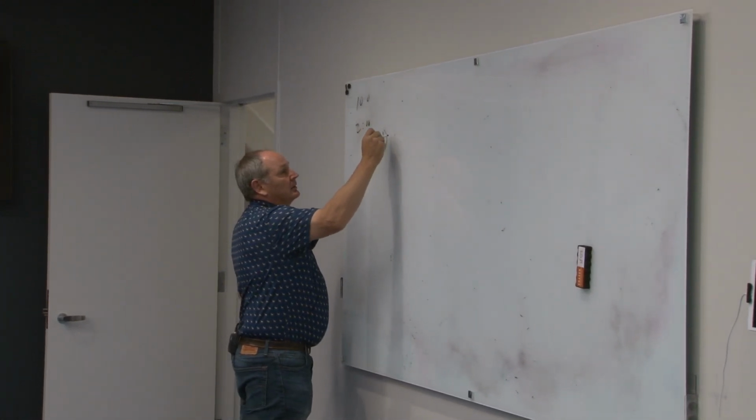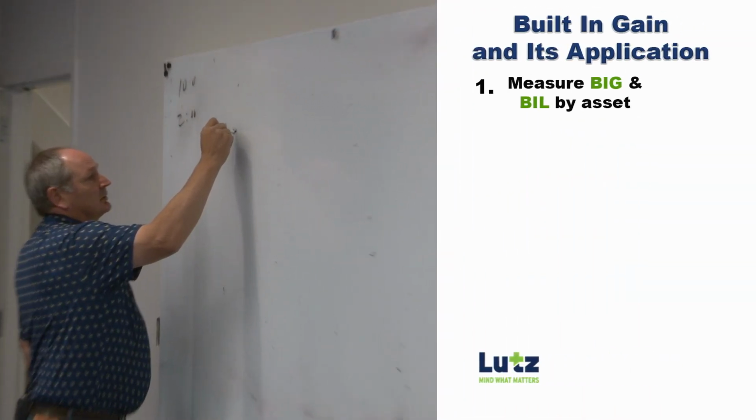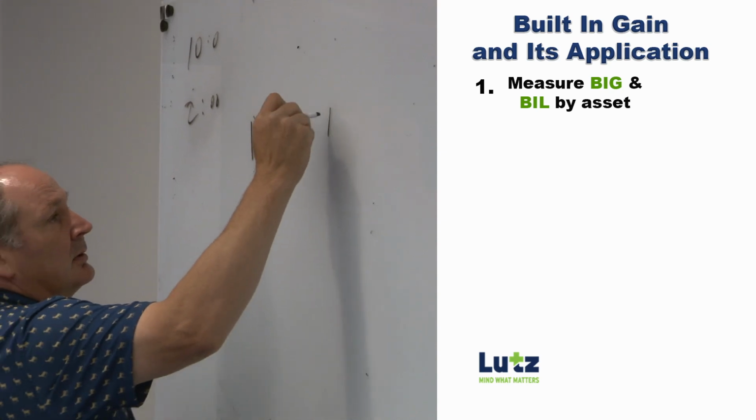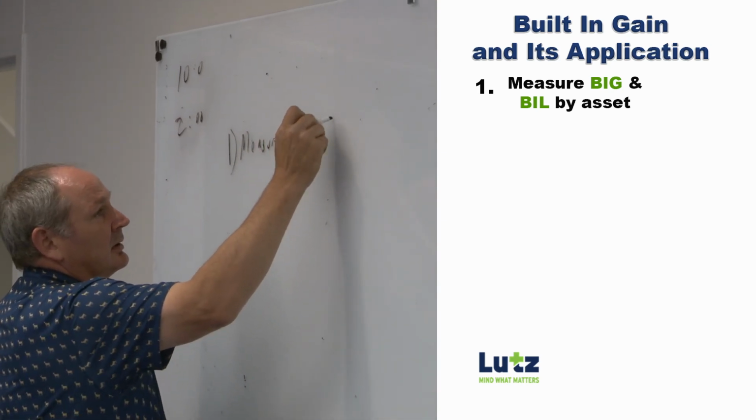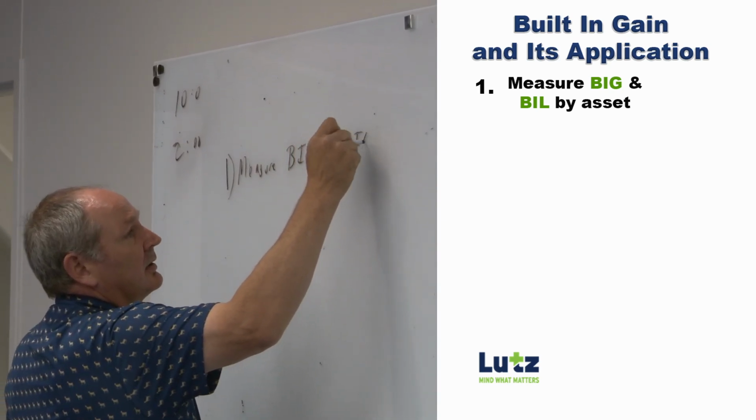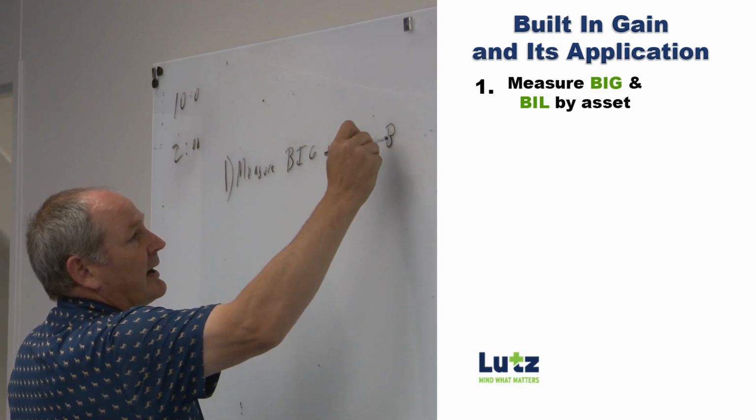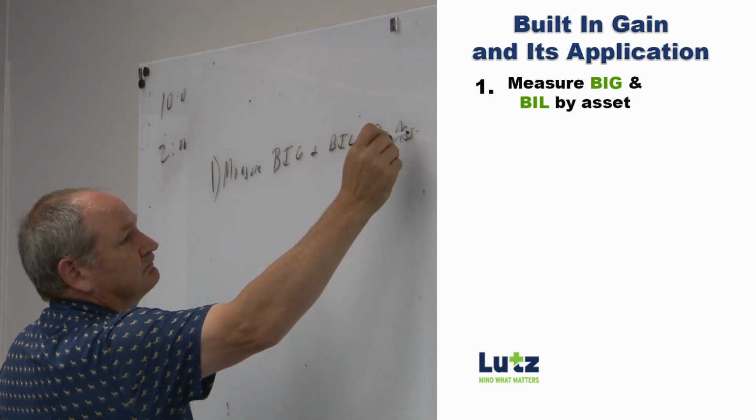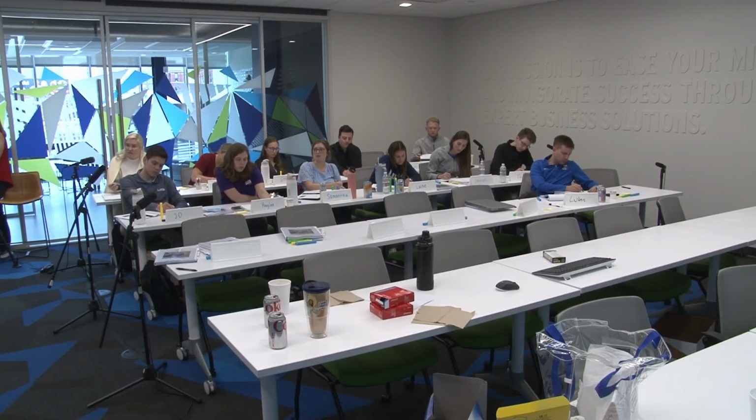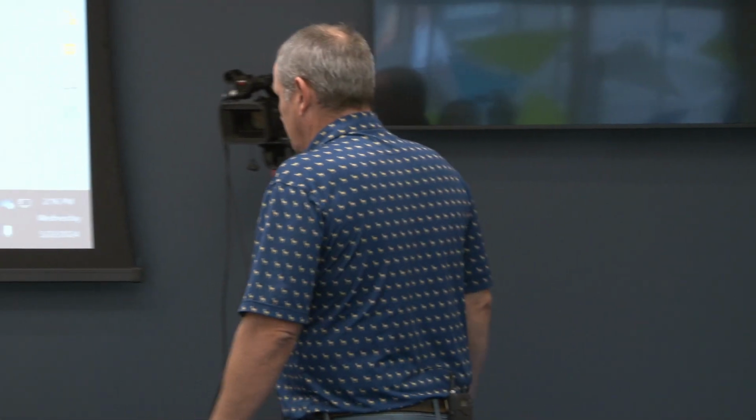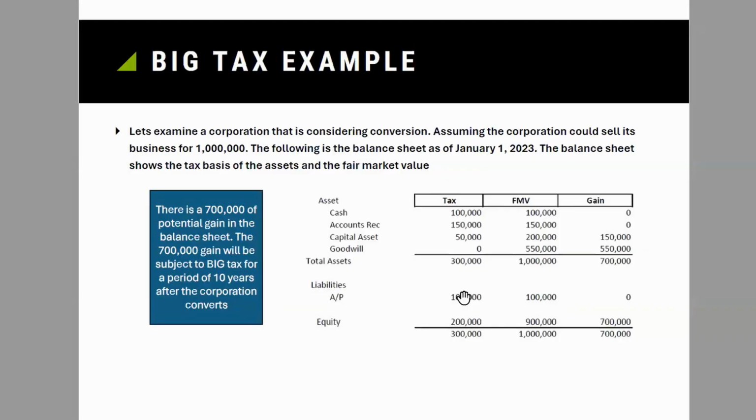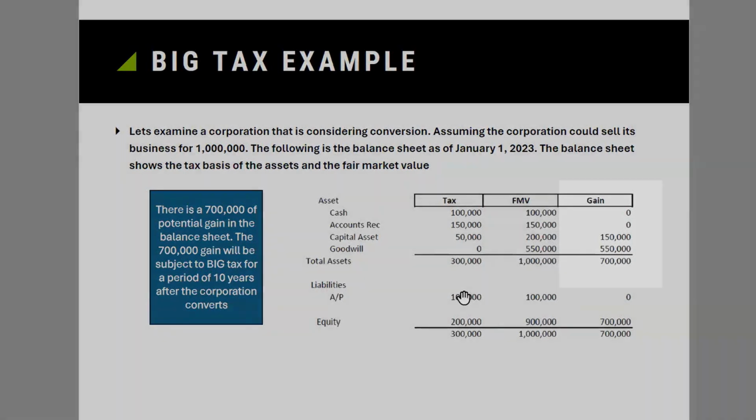Rule 1: measure built-in gain and built-in loss by asset. These are rules. So what we've done is we've measured our built-in gain or built-in loss by asset, and there's 2 assets that have a built-in gain.